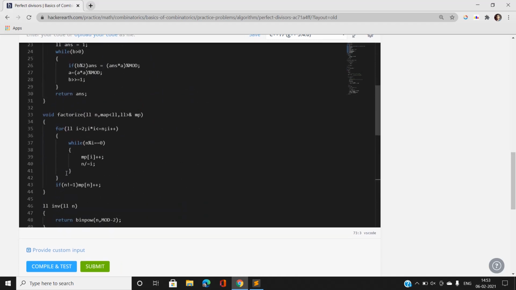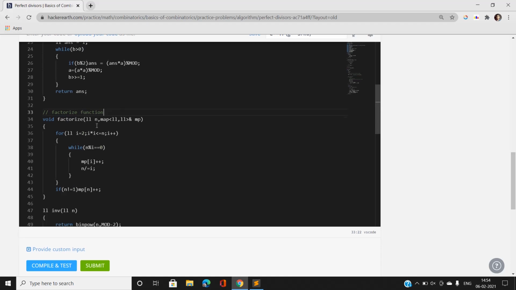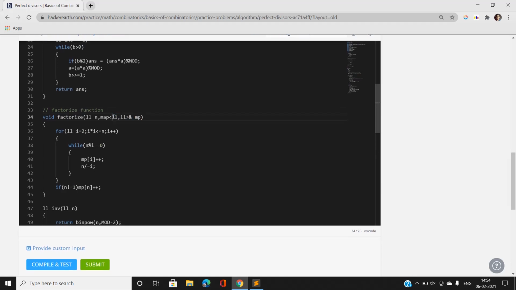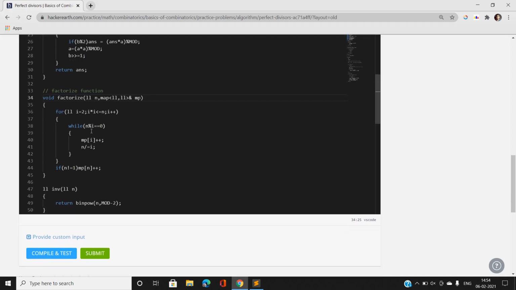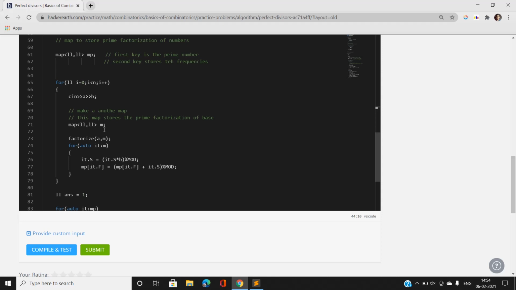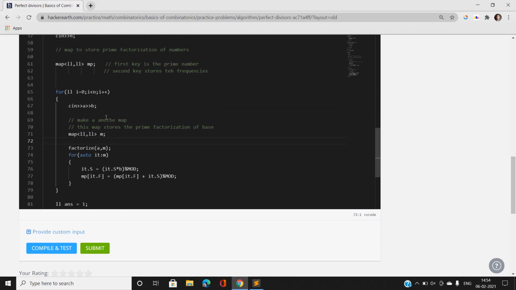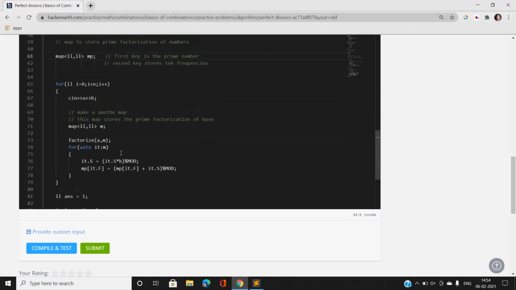So here you can see factorize, and I'm going to comment this code factorize function, okay. I'm going to mention here, and this is actually, I'm going to take the reference of the map, I'm going to store everything here. So here you can see I'm going to use the factorize function, store it in the map, and if n is not equal to 1, this will also be pushed into the entry of the map. So this map is going to store the prime factorization of the base. So what I am going to do is modify this map accordingly with this map.